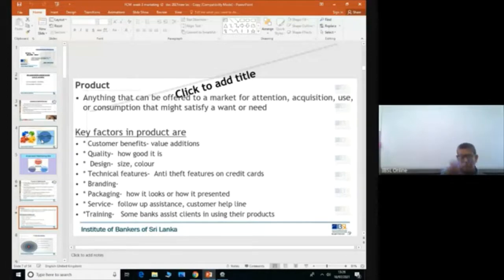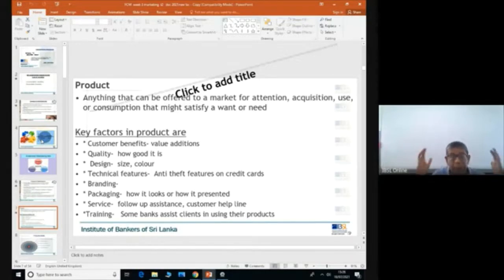What are the technical features? Take an example, a credit card. Then what are you expecting? You are expecting anti-theft features, chip-based cards. That is why we are not going for the magnetic strip that we had earlier. Now we don't have a magnetic strip. We have chip-based cards, right? They provide some security, right? So these are some of the important things you need to look at.